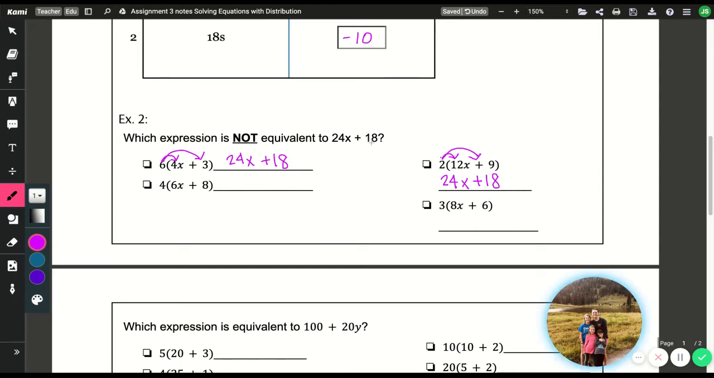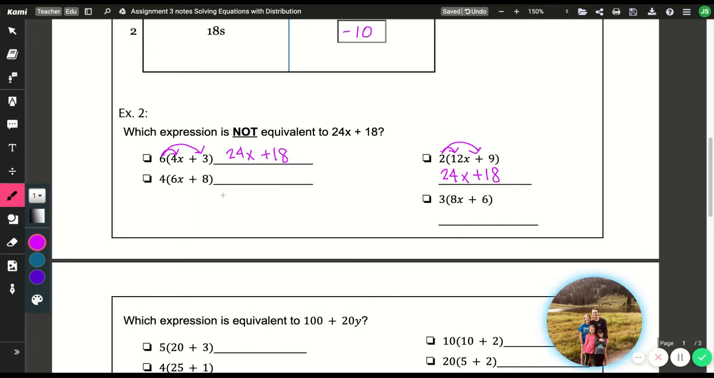Oh, that's what we were supposed to get, so that's not the correct answer. This bottom left one here, 4 times 6, well, 4 times 6 is 24, and it has the x. And then distribute to the second term. 4 multiplied by 8 is 32. So that one is not equivalent. They both have the 24x, but this one has a 32, and we wanted 18. So this is the one that is not equivalent.